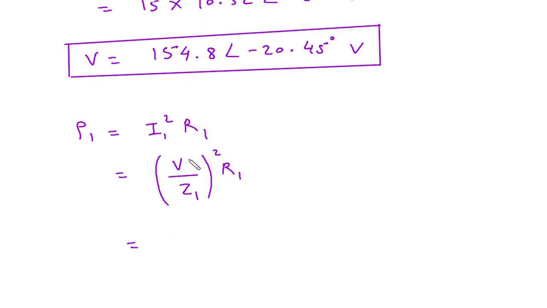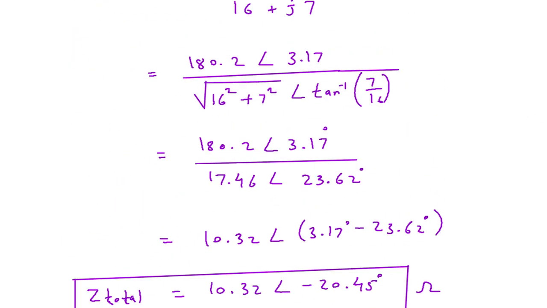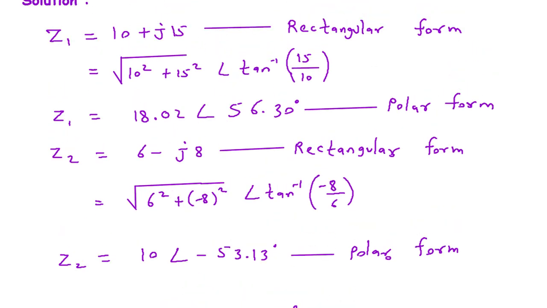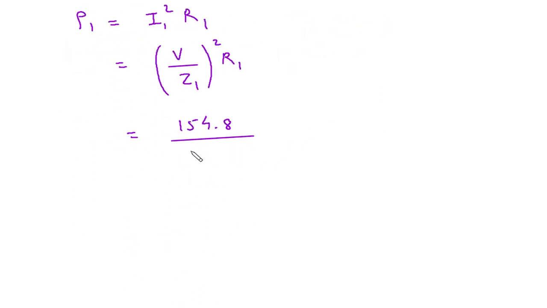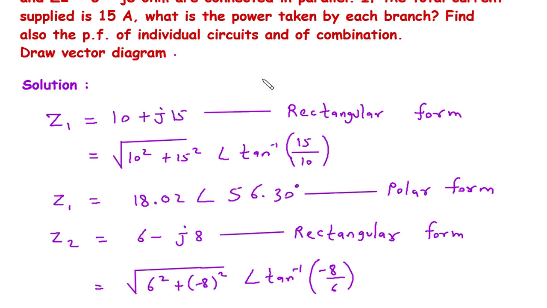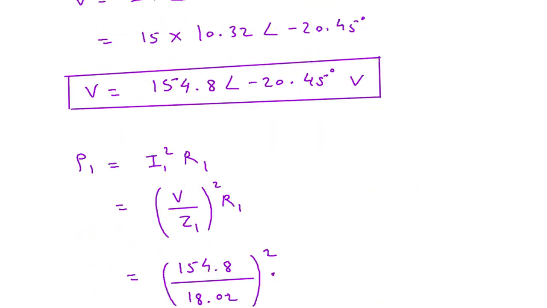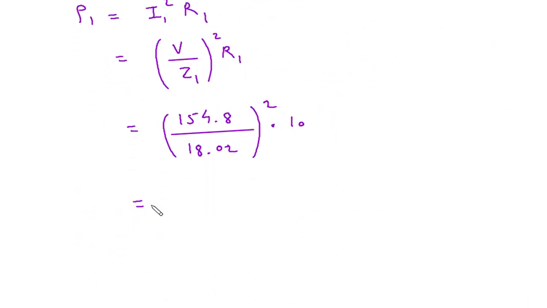The value of voltage is 154.8 divided by impedance Z1. The impedance Z1 value is 18.02. We will take the magnitude of this. So it is square into R1. The value of R1, here we can see, is 10. So 10 is the value of R1, multiplied by 10.